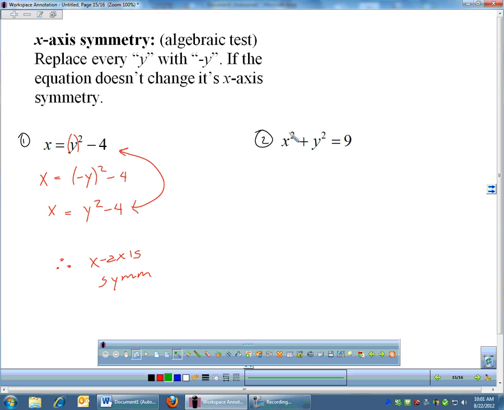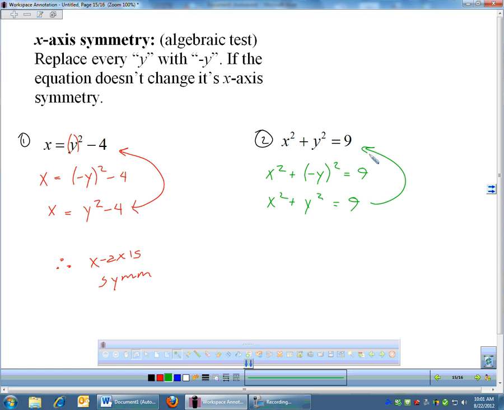One more and then we'll quit. This one, remember you don't touch the x's. We're going to leave the x alone, but we take out the y and plug in negative y, and we clean that up. So x squared, negative y squared is y squared. It stays positive, equals 9. And notice again, my equation did not change. Therefore, this one also has x-axis symmetry.